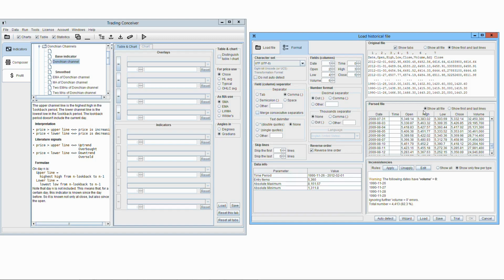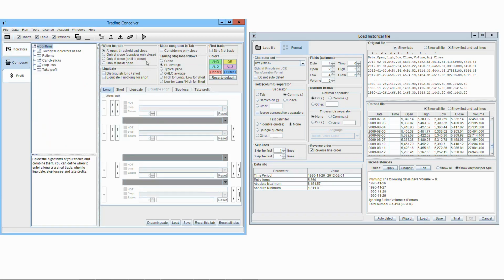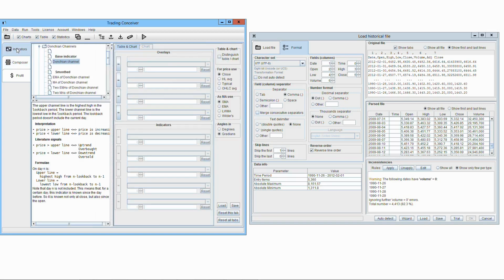Open, high, and low prices are used heavily in Trading Conceiver. For instance, all the technical indicators upon which some trading algorithms are based can be calculated considering various averages of open, high, and low instead of the close quote. As another example, trailing stop-loss can follow the low or high price, or again, various averages of open, high, and low. Many indicators rely on them too, like the Donchian channel, which considers the highest high and the lowest low.